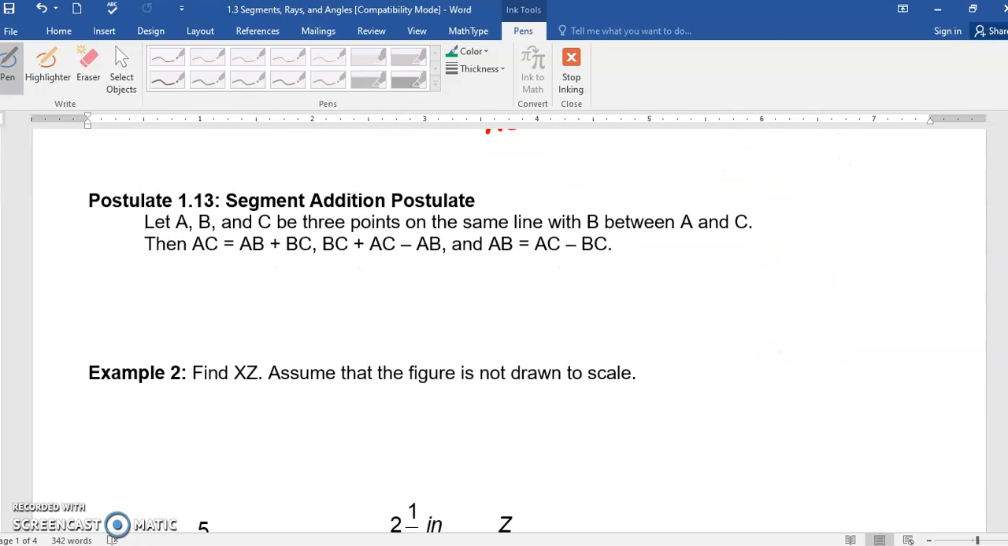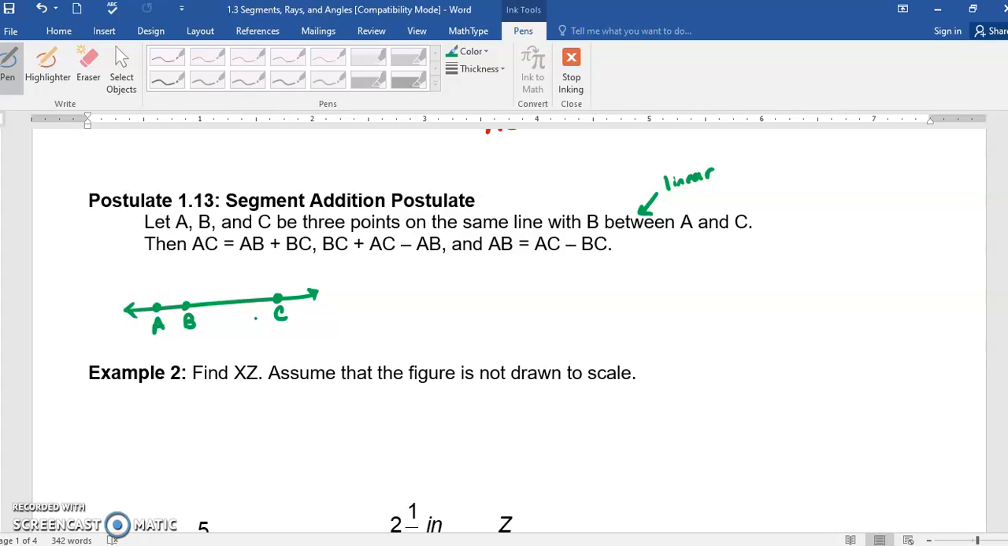There's the segment addition postulate, or adding segments. A, B, and C are 3 points on the same line with B between A and C. As soon as I use that word between, things are linear. Okay, it's in a straight line. So we've got a line. Now between just means somewhere in between. It doesn't have to be right smack dab in the middle. It doesn't have to be equidistant.